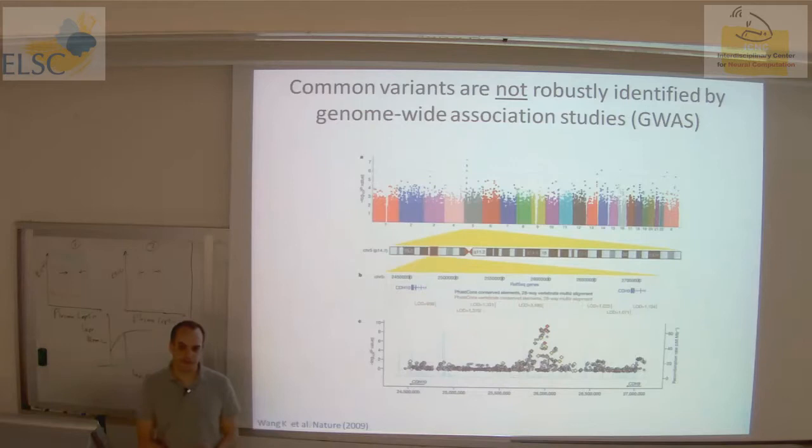The problem is that a few months after this paper, so they eventually identified an association with autism with the common variation, other studies after this study couldn't replicate the results. So still, we don't have any single SNP that we can say it's definitely associated with autism.